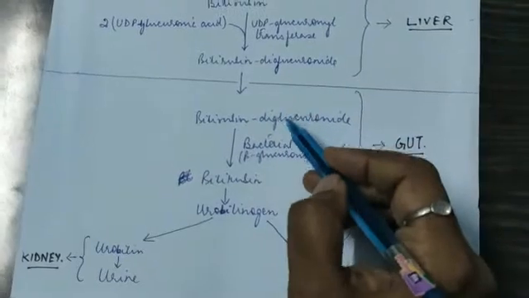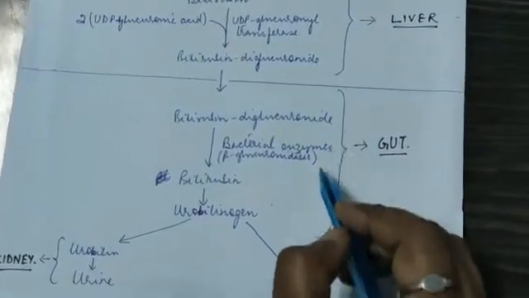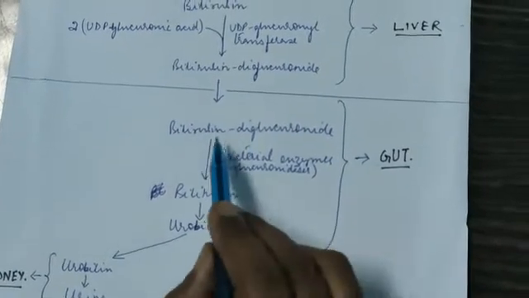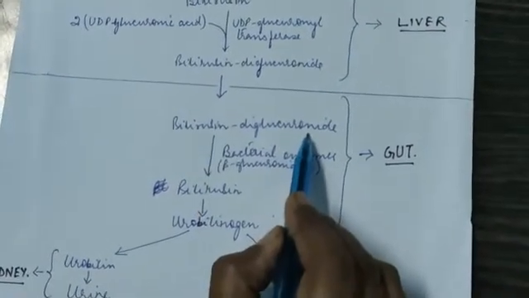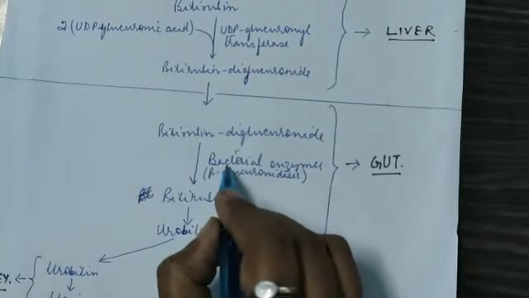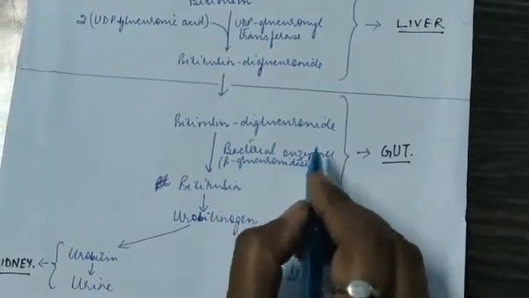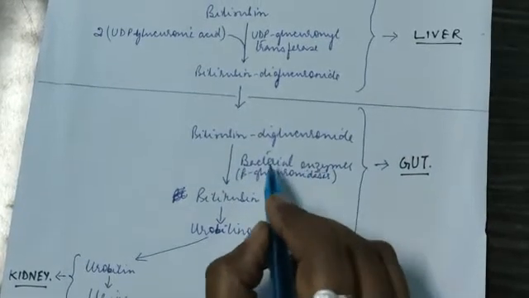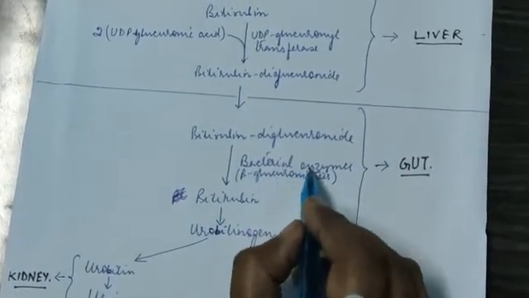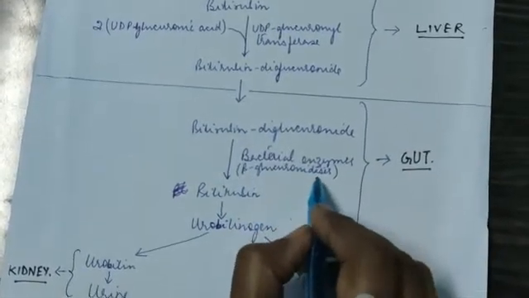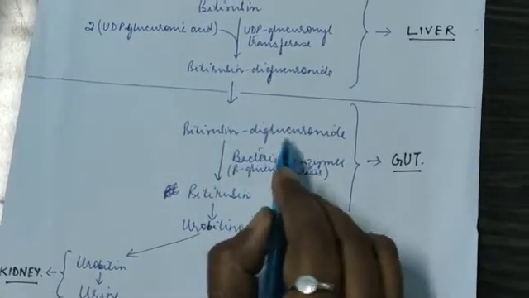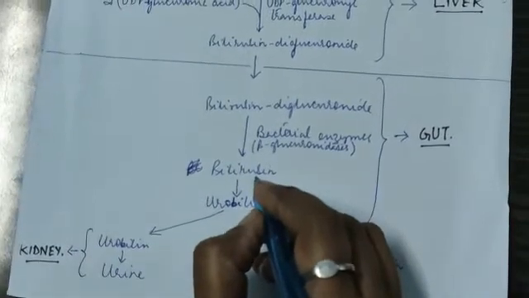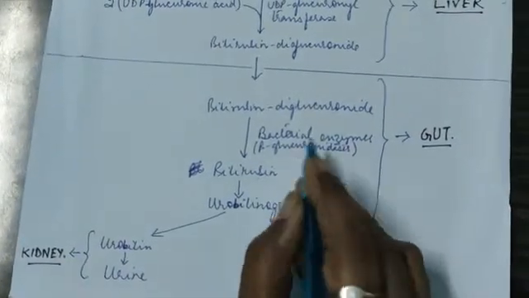Then it comes out through the bile duct, and from there to the gut. Now in the gut, the bilirubin diglucuronide is acted upon by bacterial enzymes. As we know, the gut contains several bacterial flora, and bacterial enzymes such as beta glucuronidases act on this bilirubin diglucuronide, giving us bilirubin again, and then this bilirubin gets converted to urobilinogen by the bacterial enzymes only.